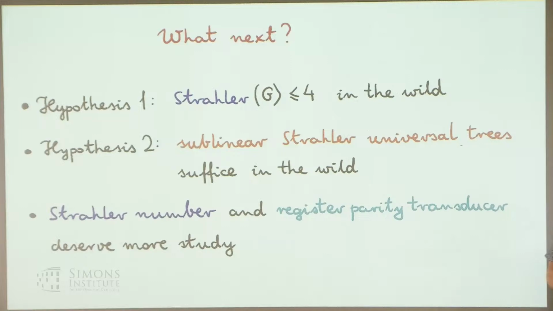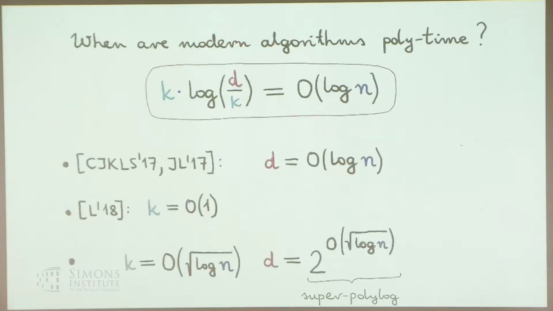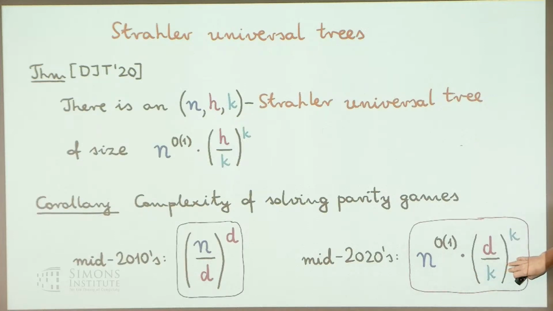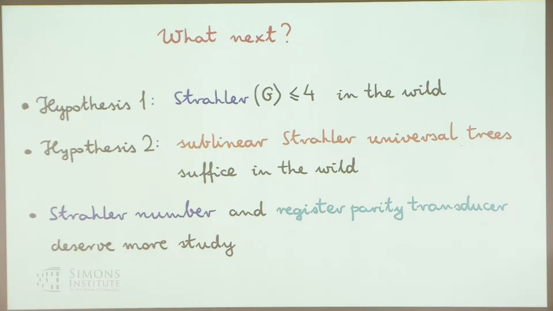My second and maybe more provocative hypothesis is that in the wild, you can actually solve parity games using these Strahler universal trees, that I didn't have time to tell you much about, but you had an idea about their size from the thing to remember. You don't have to treat n as a God-given number. You can consider this parameter, which depends on the number of vertices in theory, to be much smaller in practice and sublinear in the size of the game. Strahler universal trees should do the job.